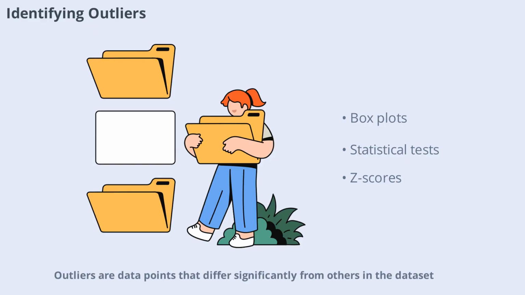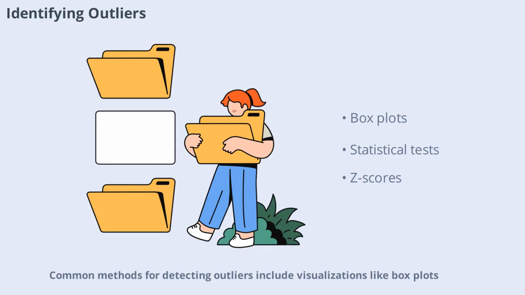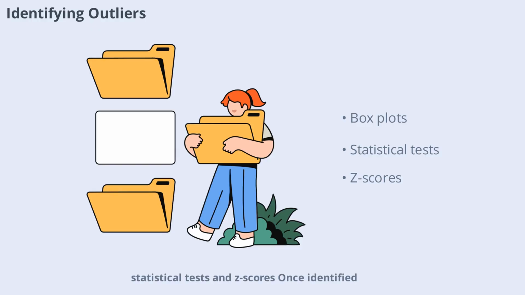Outliers are data points that differ significantly from others in the dataset. They can result from errors, unusual events, or natural variation. Identifying outliers is important because they can skew results and affect model performance. Common methods for detecting outliers include visualizations like box plots, statistical tests, and z-scores. Once identified, we need to decide whether to remove, correct, or keep these values based on their context.